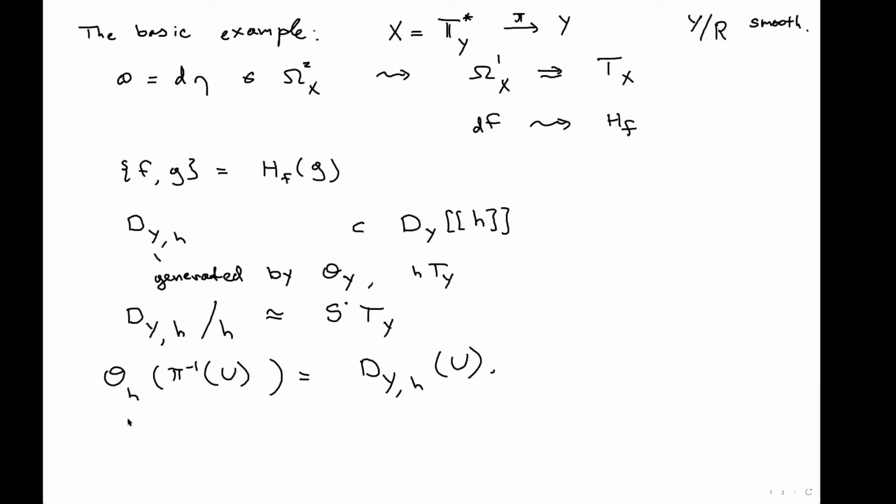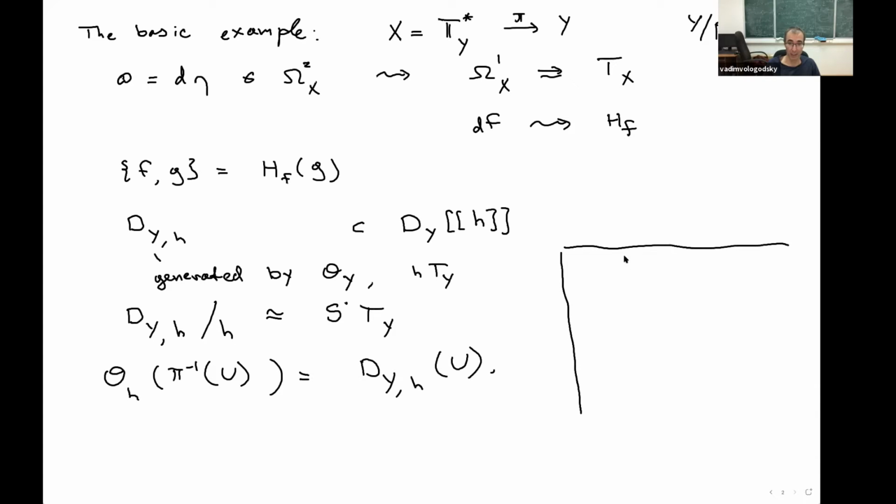This D_h, you said it's generated by O_Y and h T_Y. Looks like the quotient is just O_Y, no? No. The quotient by h. So think of the following example. Y is, say, Spec of K[y].